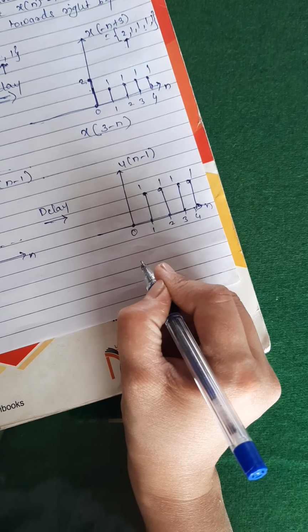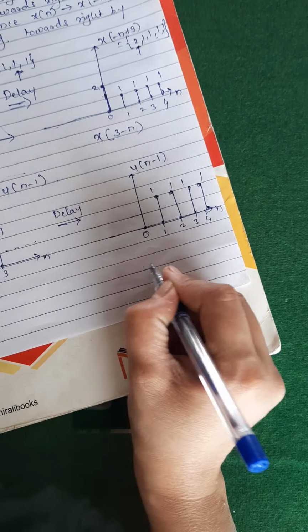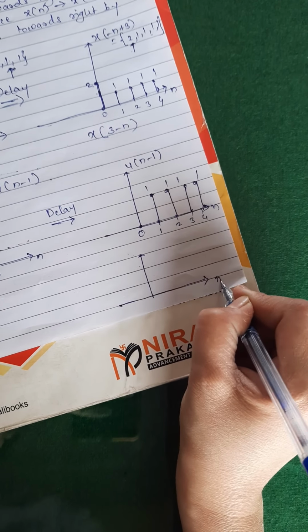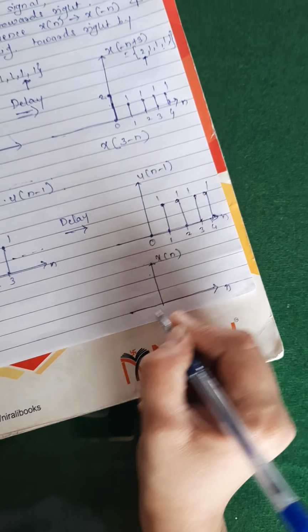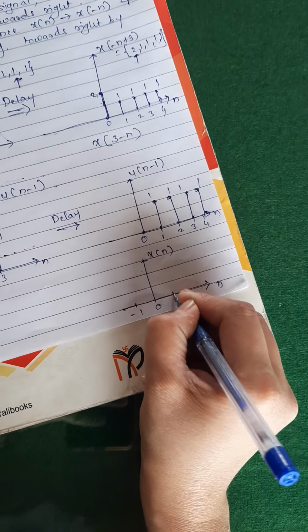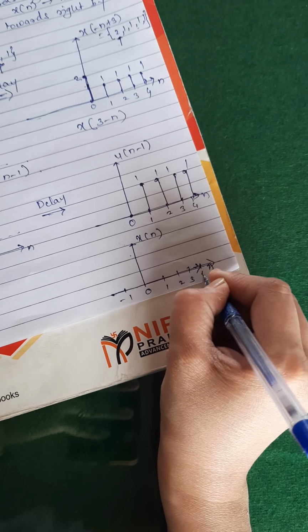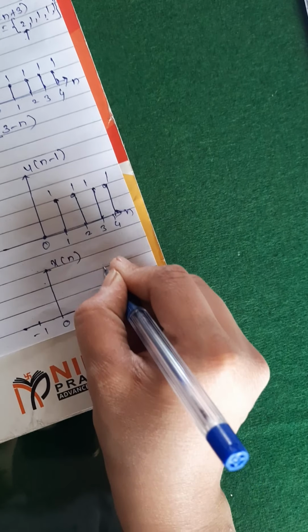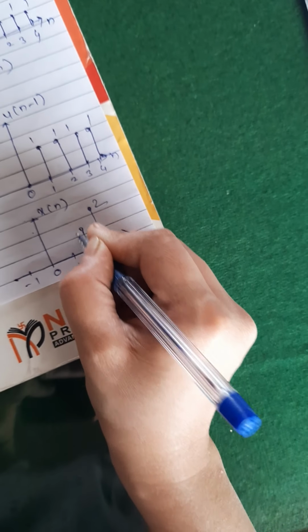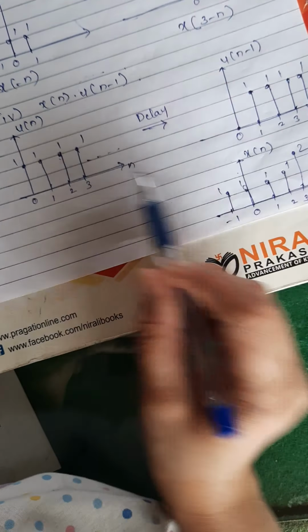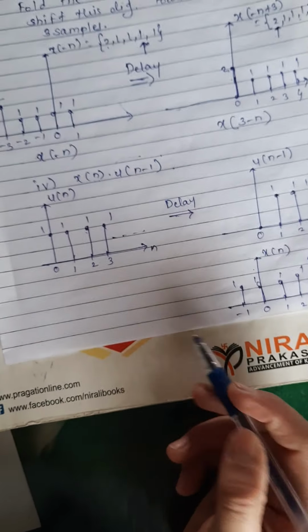Now what is x of n? X of n is given. It is at minus 1, 0, 1, 2, 3 and this is 4. So for 3 it is 2 and for all other values it is 1. So this is the x of n signal. And now next is the multiplication of x of n and u of n minus 1.